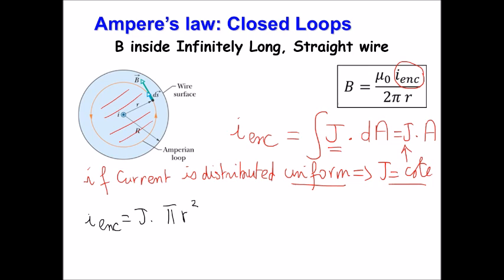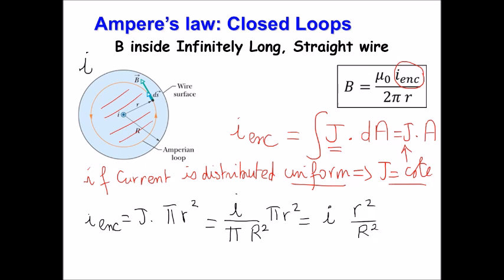But what is G as a function of current I? Because we know the current I, we know the total current I. Okay? So G, that's the current over the total cross-sectional area. What is the total cross-sectional area? That's pi capital R squared. So this would give you I r squared over capital R squared.